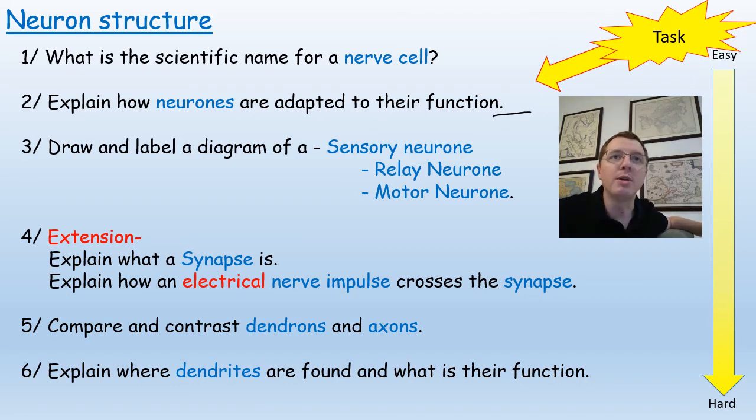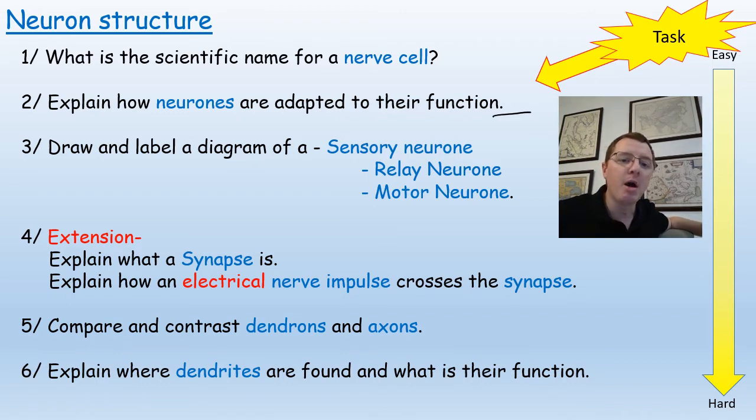We could also mention that neurons have a number of dendrites so that they can connect to many different neurons, so that we can get lots of different pathways and sense lots of different stimuluses within the body.